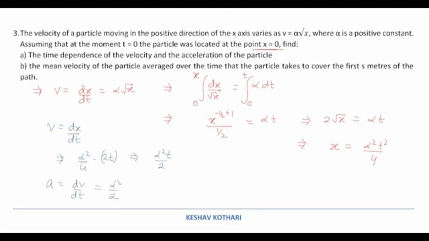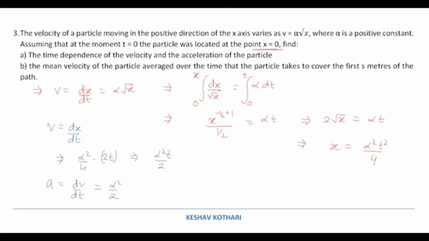So for the first problem, we are looking for the time dependence of the velocity and acceleration of the particle. So velocity is equal to alpha square t by 2, and acceleration is coming to be constant, alpha square by 2, independent of time. Now the next part, the question is asking the mean velocity of the particle averaged over the time that the particle takes to cover the first s meters of the path.